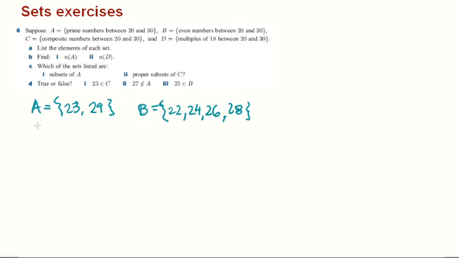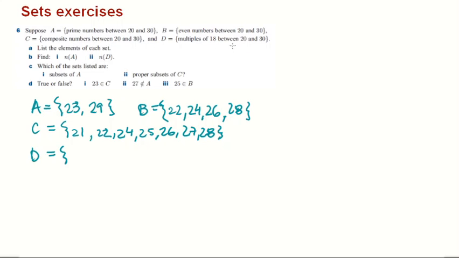Now C, composite numbers between 20 and 30. If it's not a prime number, it will be a composite number. So 21, that's 3 times 7, for instance. 22 is 2 times 11. 23 is a prime. 24, 2 times 12. 25, 26, 27, 28. And that's done because 29 is a prime, inside of our range.